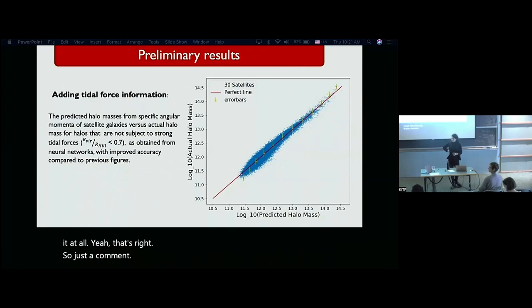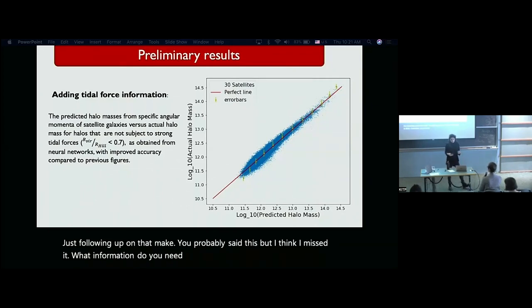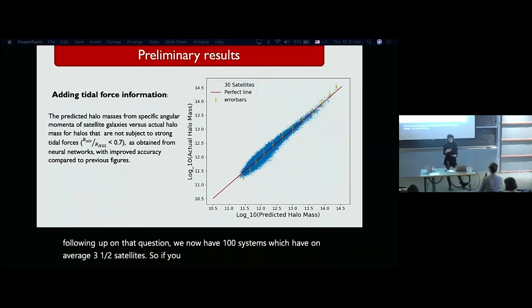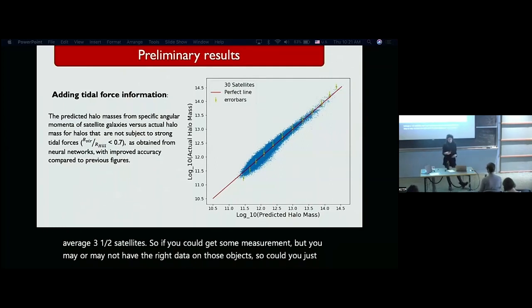Any questions? Actually, just following up on that, you probably said this, but I think I missed it. What information do you need about these N satellites? Following up on that question, we now have 100 systems which have on average 3.5 satellites. So you could get some measurement, but you may or may not have the right data on those objects. Could you just remind us what data you need for the satellites?